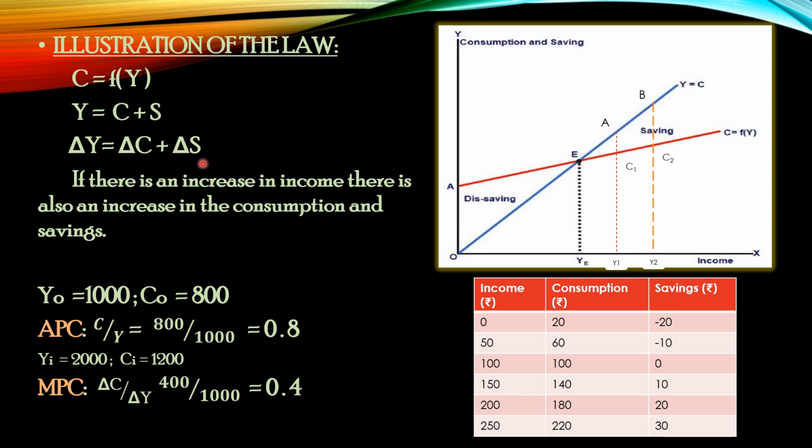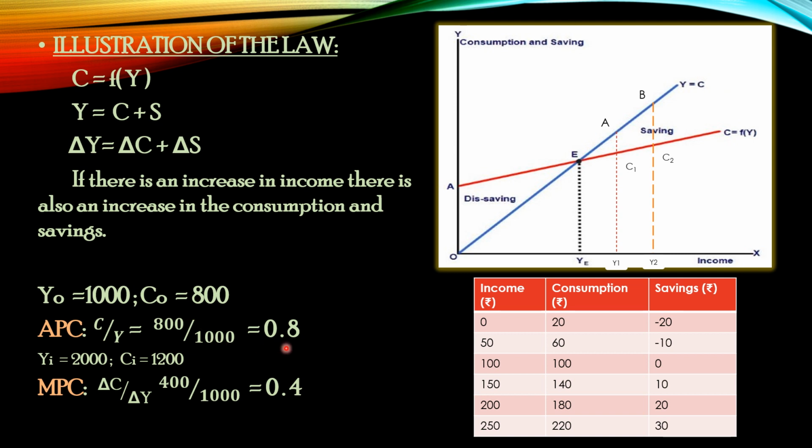With the same consumption function, we also come across two other components, one being APC and the second one being MPC. Looking at the first one, APC, average propensity to consume, which is nothing but the ratio of consumption to income, which indicates the proportion of income that an individual spends for consumption. Suppose a person has an income of 1000 rupees and his consumption is 800 rupees. Here the ratio is 800 by 1000, which gives us a numerical value of 0.8.